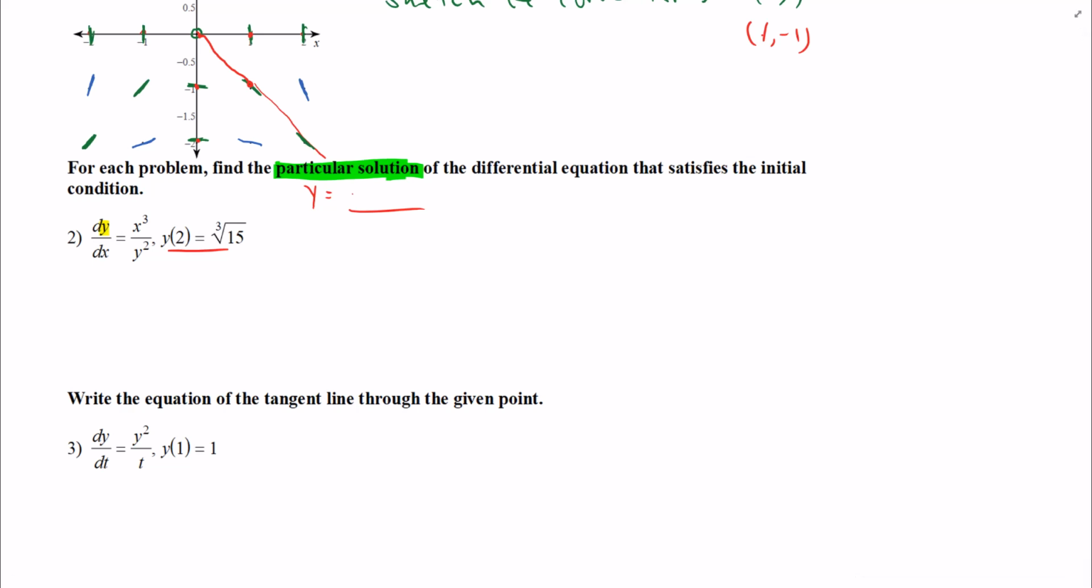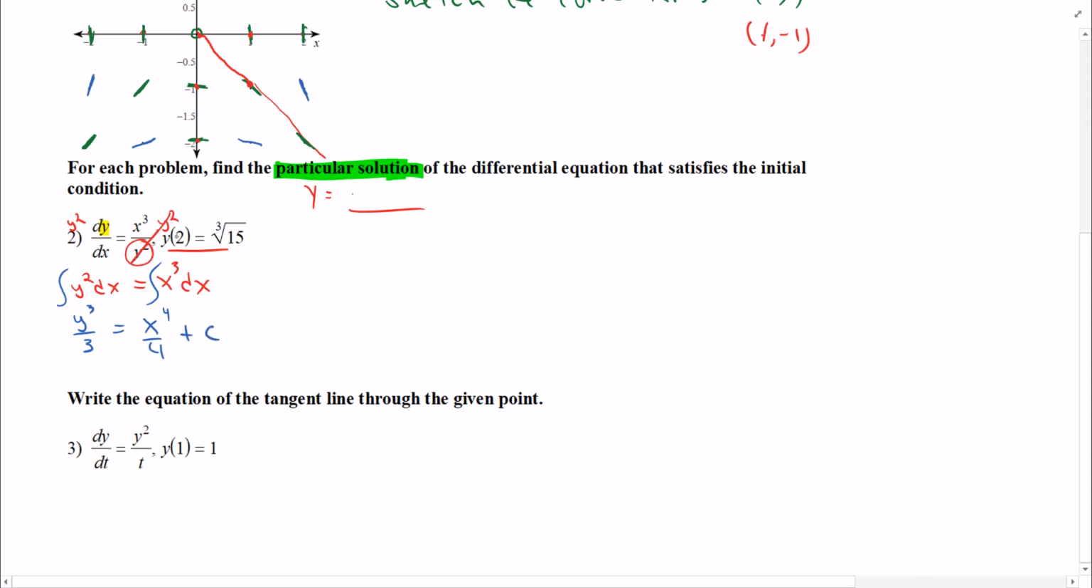So the first thing we do is we separate the variables, right? So I need to move this y squared. So we're going to multiply both sides of this equation by y squared, right? These are going to cancel. We're going to have y squared dy. This dx I'm going to multiply on both sides, and we're going to get x to the third dx. Okay, once I have all the y's on one side, all the x's on the other side, we're going to go ahead and integrate. Integrate y squared, we get y to the third over 3. Integrate x to the third, we get x to the fourth over 4 plus c.